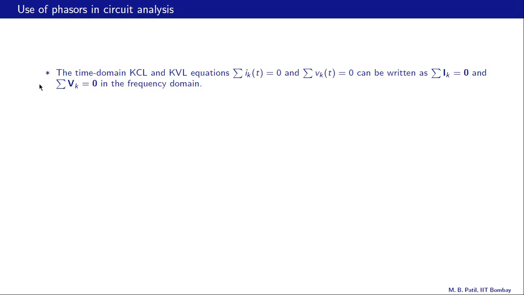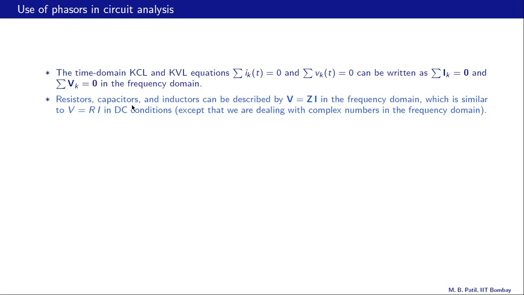Let us now look at how we can use phasors in circuit analysis. The time domain KCL and KVL equations, sigma ik equal to 0 and sigma vk equal to 0, can be written as phasor equations. Sigma ik equal to 0, where ik are current phasors now, and sigma vk equal to 0, where vk are voltage phasors in the frequency domain.